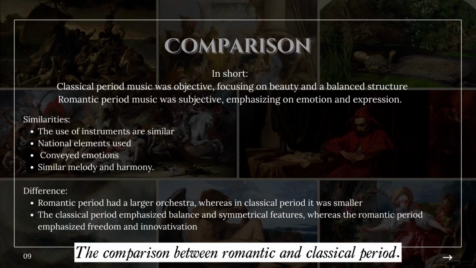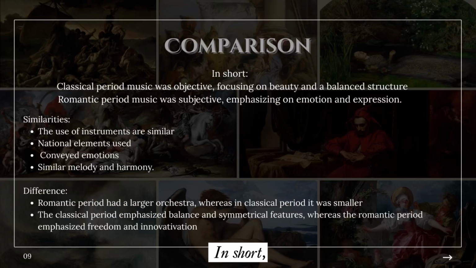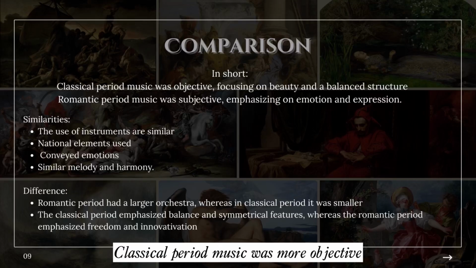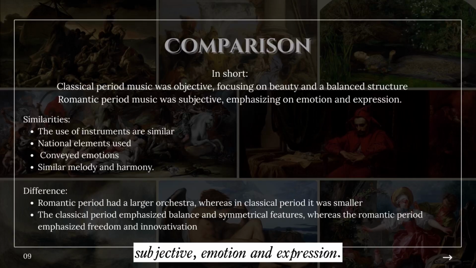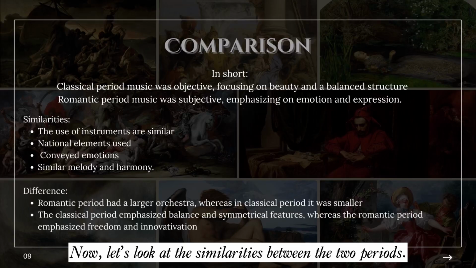The comparison between the Romantic and Classical periods. In short, Classical period music was more objective, focusing on balance and a clear structure. On the other hand, Romantic period music was more subjective, with emotion and expression. Now let's look at the similarities between the two periods.